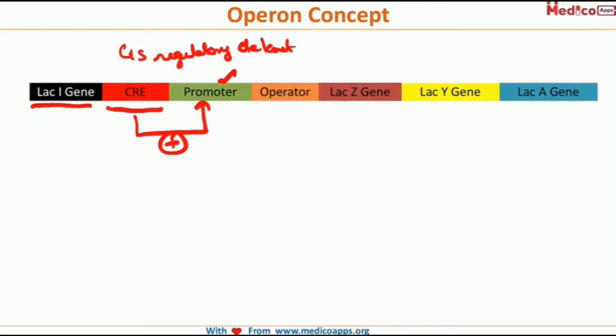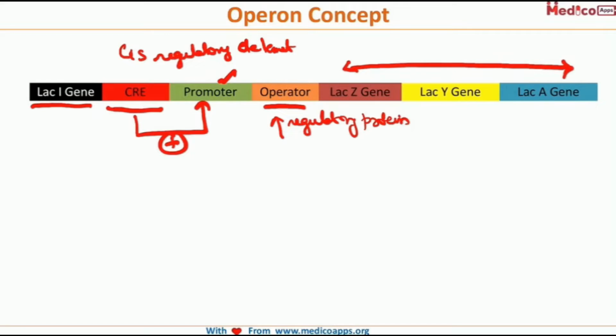all the genes. Then we have got the operator segment. Now operator is a short region of DNA that lies partially within the promoter and it interacts with the regulatory protein that controls the transcription of the operon. So it is basically the part which will interact with the regulatory protein.